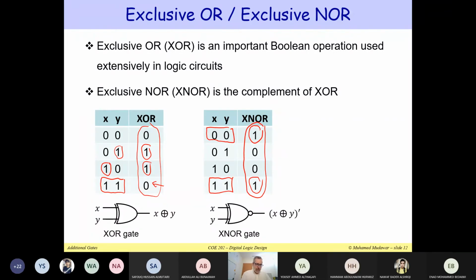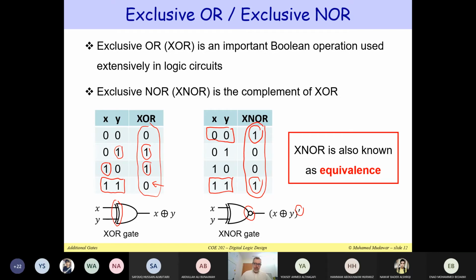This is the gate symbol. Notice that here we have an additional arc at the input to indicate this is not an OR. It looks like an OR, but there is an additional arc indicating that this is exclusive OR. And in the case of the exclusive NOR, we add an extra bubble at the output to indicate that this is the complement of the exclusive OR. Is this clear? So this is the meaning of exclusive OR and exclusive NOR.